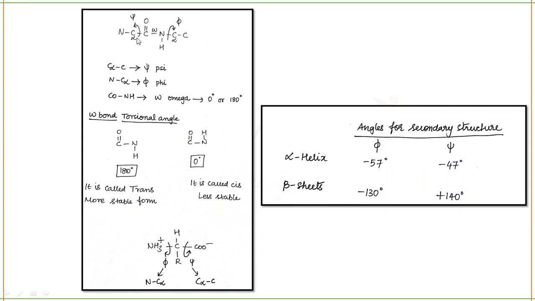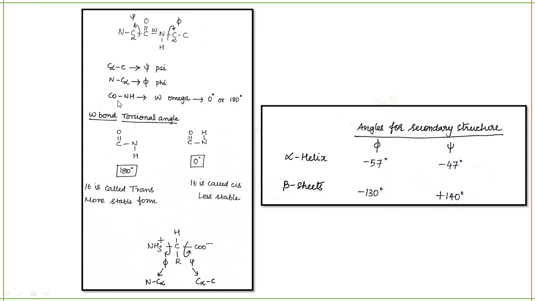Before that, you have another bond, C alpha and C. Between C alpha and the carboxylic acid bond, that is C double bond O, you have one bond. It is called psi. You can remember it like C psi. Between C and C you have psi, and between C alpha and N you have phi. So these three are the important torsional angles.